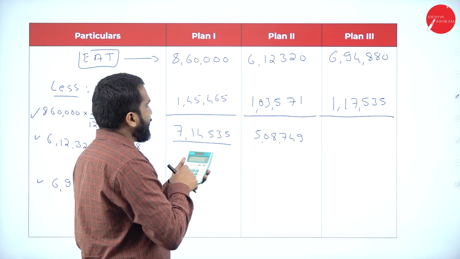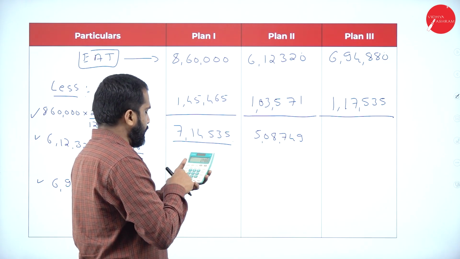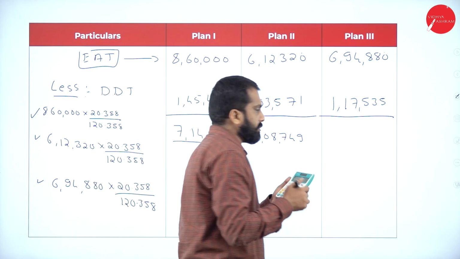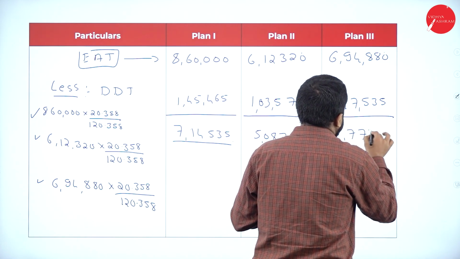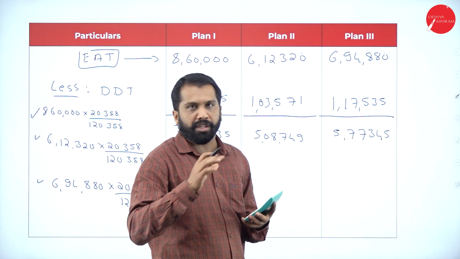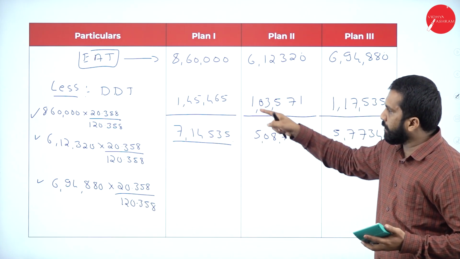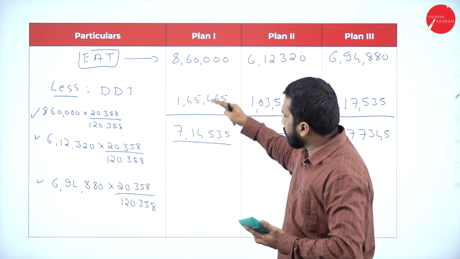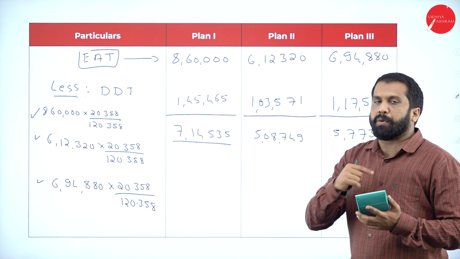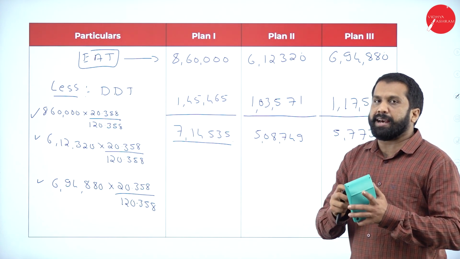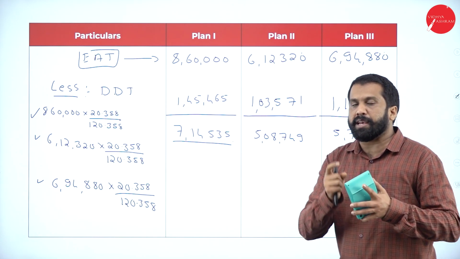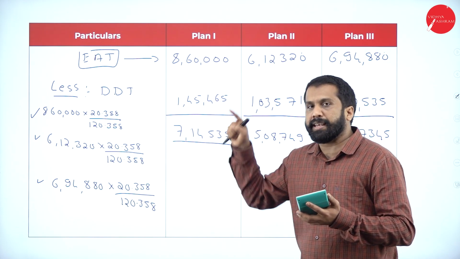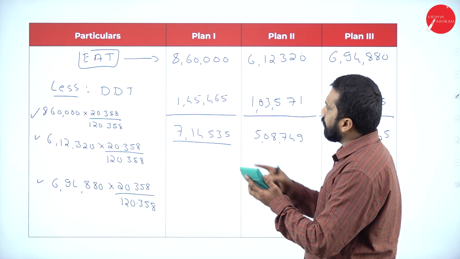Last one, 6,94,880 minus 1,17,535. I got 5,77,345. I'll cross check all the calculations, because if we are wrong here, your whole problem will be wrong. Always remember in your exam also, once you are done with this, again recheck. While taking you may have taken a wrong number, or while calculating you may have taken a wrong percentage. Everything you have to cross check again. Even though your concept is correct but calculation is wrong, then again you will lose your marks. Now, the first one I'll check.